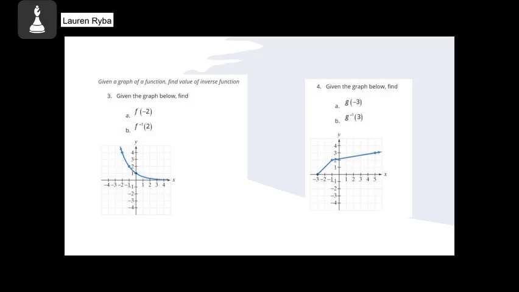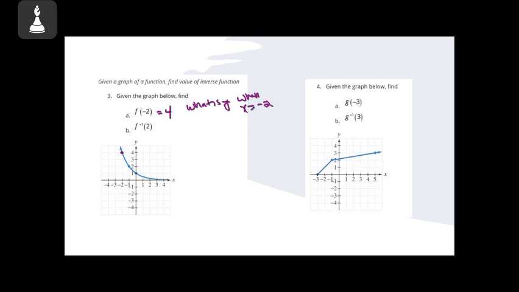Now we're going to find function values and inverse function values from a graph. The first one we've already done. So to find f of -2 means you go to -2 on the x and find where the graph is. And the graph is at 4. So this is saying, what is y when x is -2?